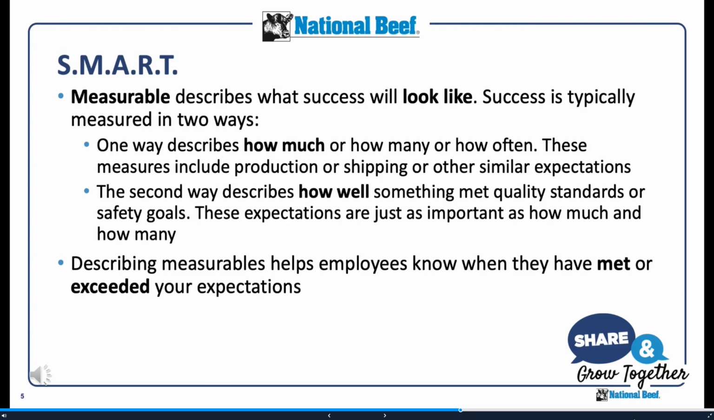Measurable describes what success will look like. Success is typically measured in 2 ways. One way describes how much or how many or how often. These measures include production or shipping or other similar expectations. The second way describes how well something met quality standards or safety goals. These expectations are just as important as how much and how many. Describing measurables helps employees know when they have met or exceeded your expectations.